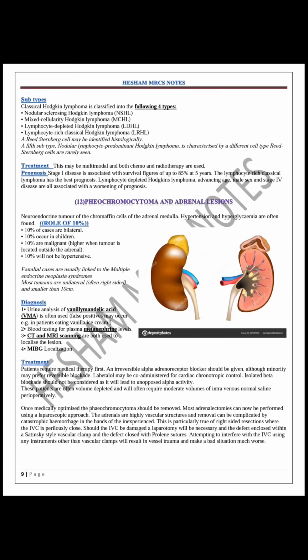In the following slide, you will see the 4 types of Hodgkin lymphoma. Yes, these are the 4 types: nodular sclerosis, the commonest, then mixed cellularity, lymphocytic predominance, and lymphocytic depletion. Treatment will be chemotherapy and radiotherapy.